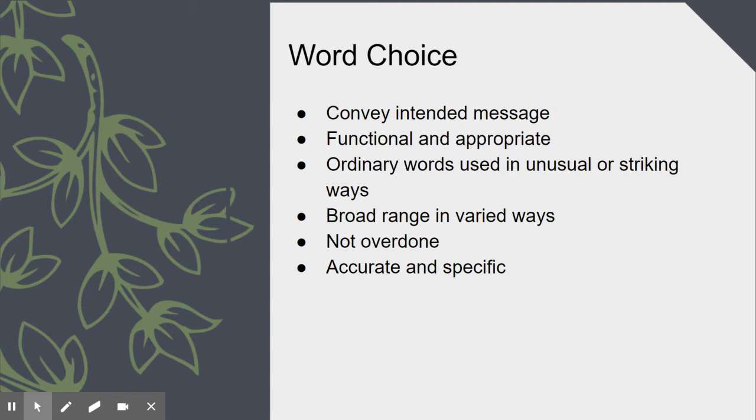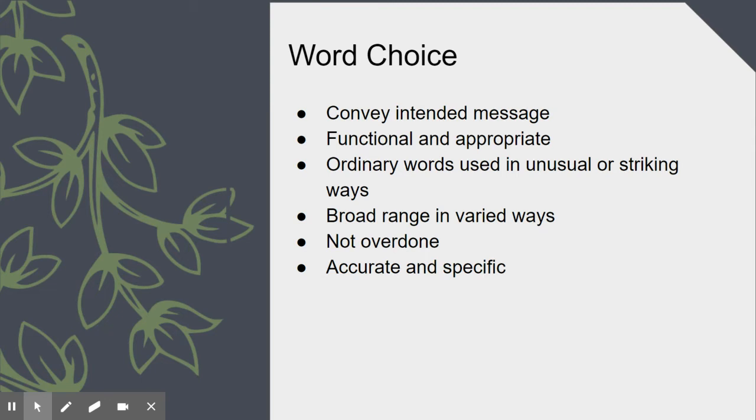We also want to use a broad range of words in varied ways. So, not using the same words over and over again, using a lot of different words and making sure that when we're doing our transitions, we're putting the words in different phrases. We're not, again, using the same words again and again.